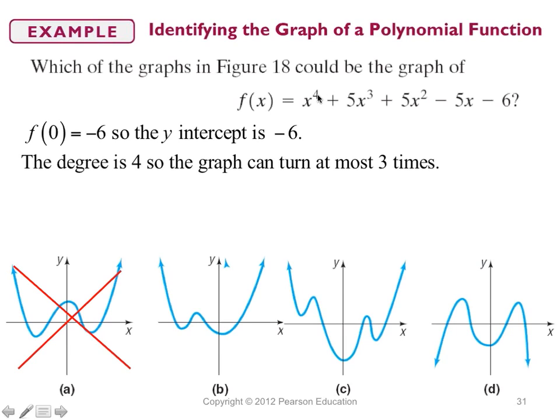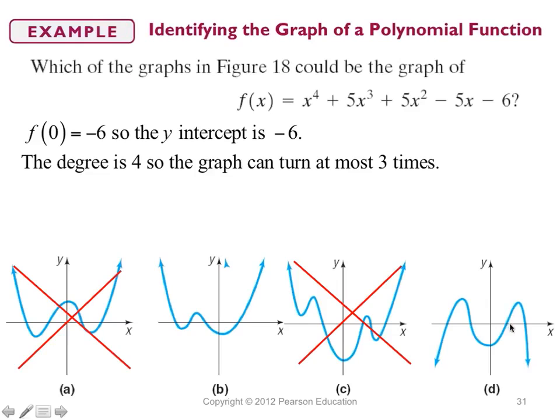We know that the degree is 4, okay, because we have a highest power of 4. So that means that the maximum number of turning points is going to be 4 minus 1, which just gives us 3, okay? So the maximum number of turning points is 3. And if you look at our graph, we have a turning point 1, 2, 3. That one's okay. This one, though, we have 1, 2, 3, 4, 5 turning points. So C is not going to work, so we can cross that out. And D has 1, 2, 3 turning points, so that one is okay as well.